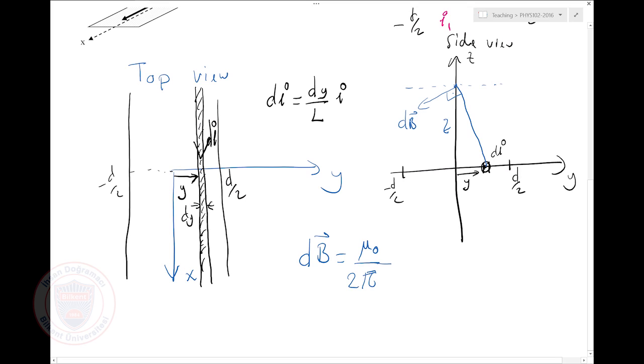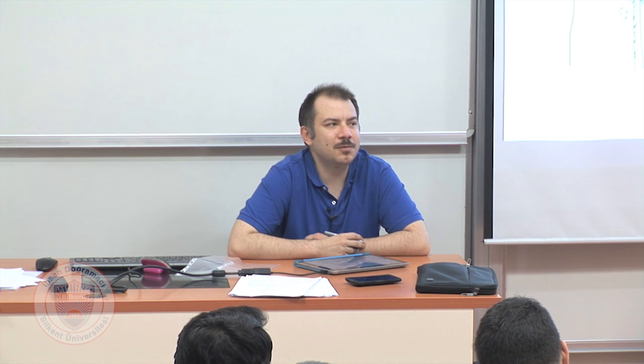But what's r here? What's the distance from the current to the observation point? You're right, this is not Z, this is called H. So it's the square root of H squared plus Y squared. Good. And how about I? I is just di, right? But that's the magnitude of the B field. I don't need that.